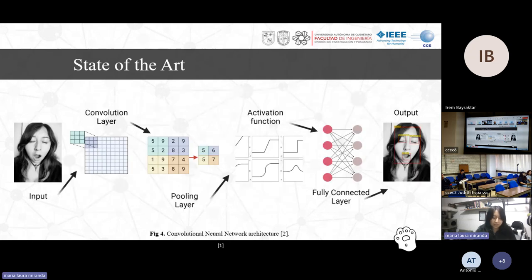Now, for the artificial intelligence part, there is a type of artificial neural network called convolutional neural networks. These play an important role in image processing, especially for image classification and object detection, due to their ability to process structured data like images.